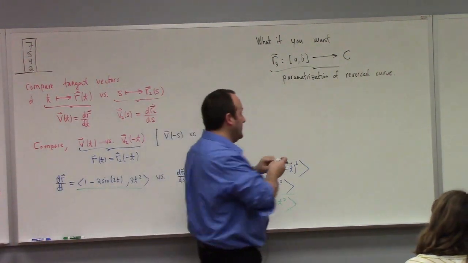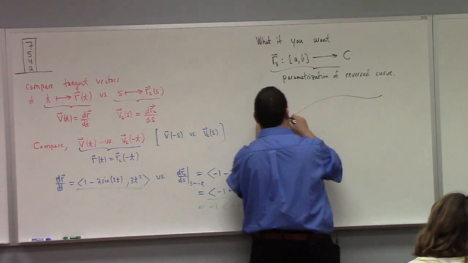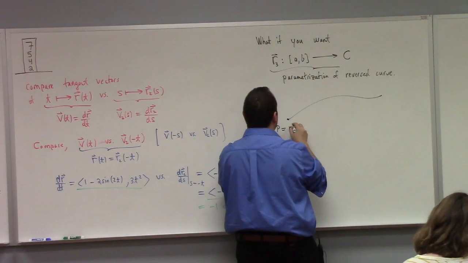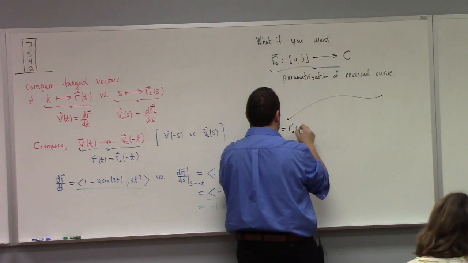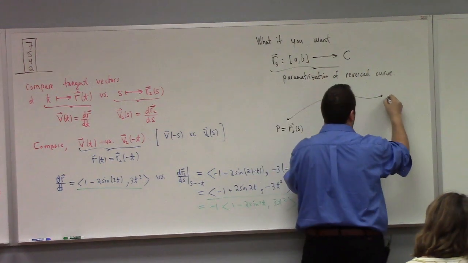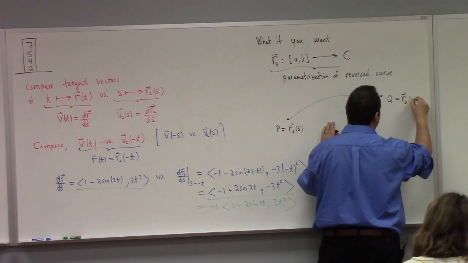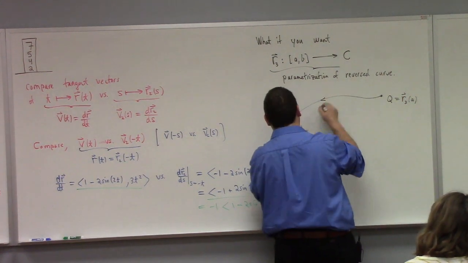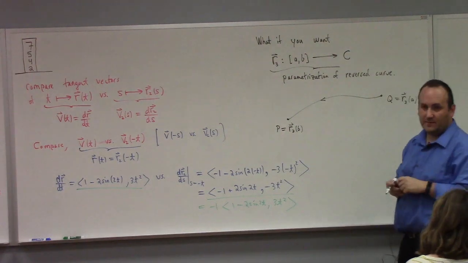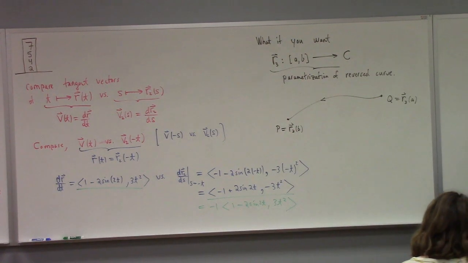So what I would be saying there is I'm going from the point Q, which is r3 of a, back to the point P, which is r3 of b. What would the formula for r3 be?